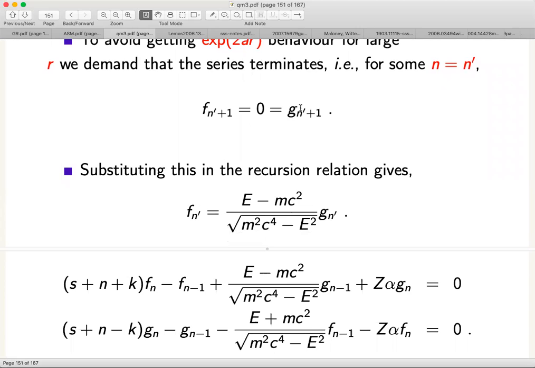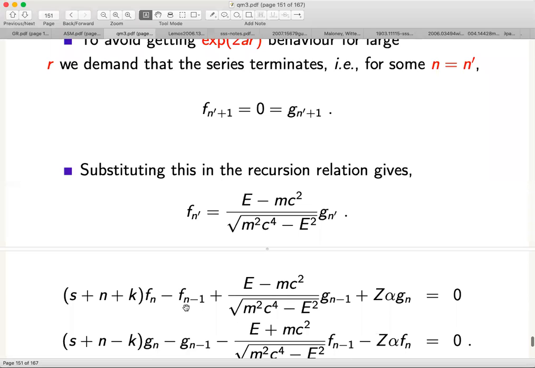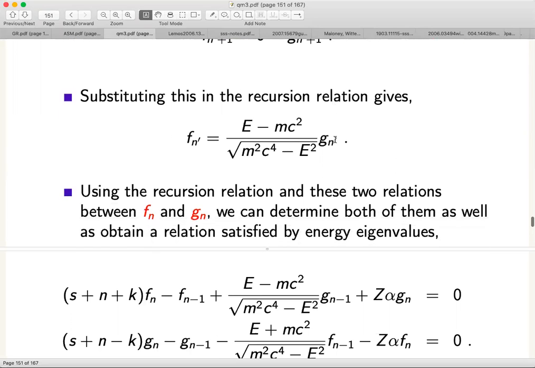Okay, so if you demand this, then you can put it back into this equation and determine fn prime in terms of gn prime. This is basically saying that, suppose n minus 1 was n prime, then n would have been n prime plus 1, but for n prime plus 1 both of them vanish, so you can remove these and write down fn prime in terms of gn prime using this equation. Which is what we did. This expression is precisely that.